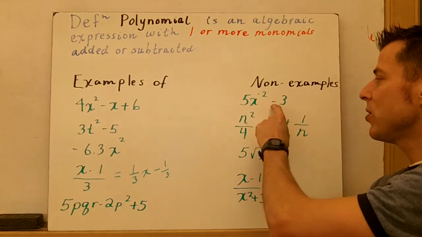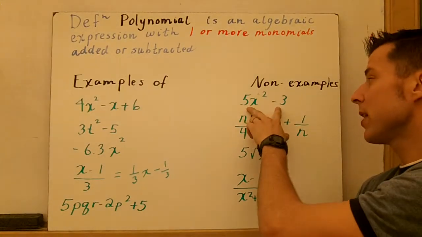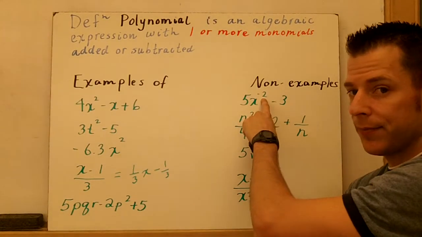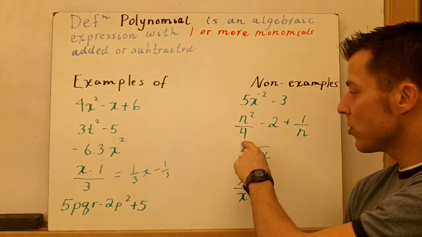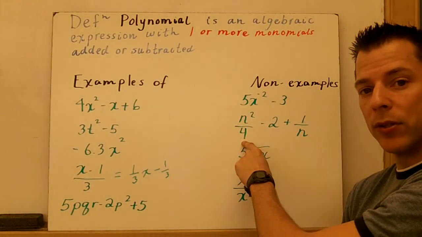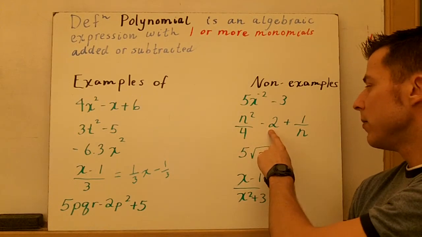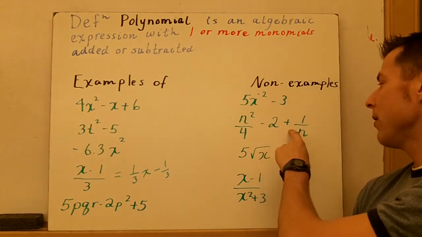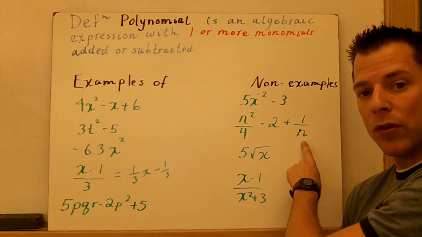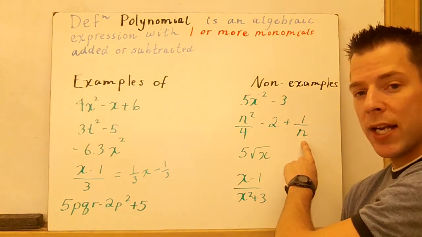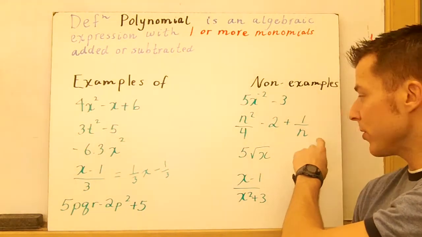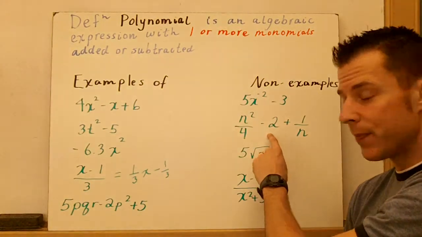5x to the negative 2 minus 3. It looks like a polynomial, but the power is negative. That is not a polynomial. And in the second one, n squared over 4, that would be a polynomial, 1/4 n squared. Negative 2 is a monomial. However, here's the problem right here, the 1 over n. That's also the same as n to the negative 1. You can't have a negative power in a polynomial, so this is not a polynomial.